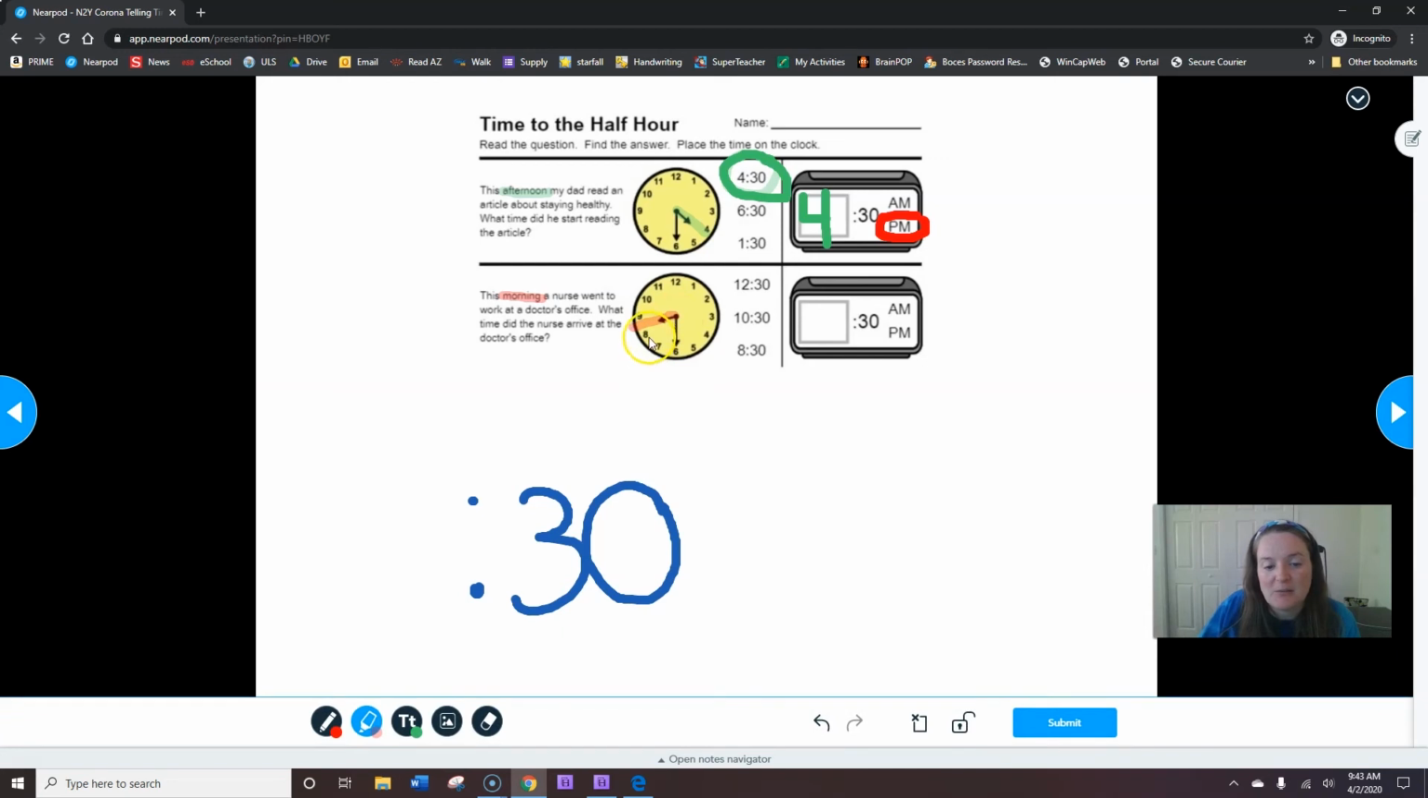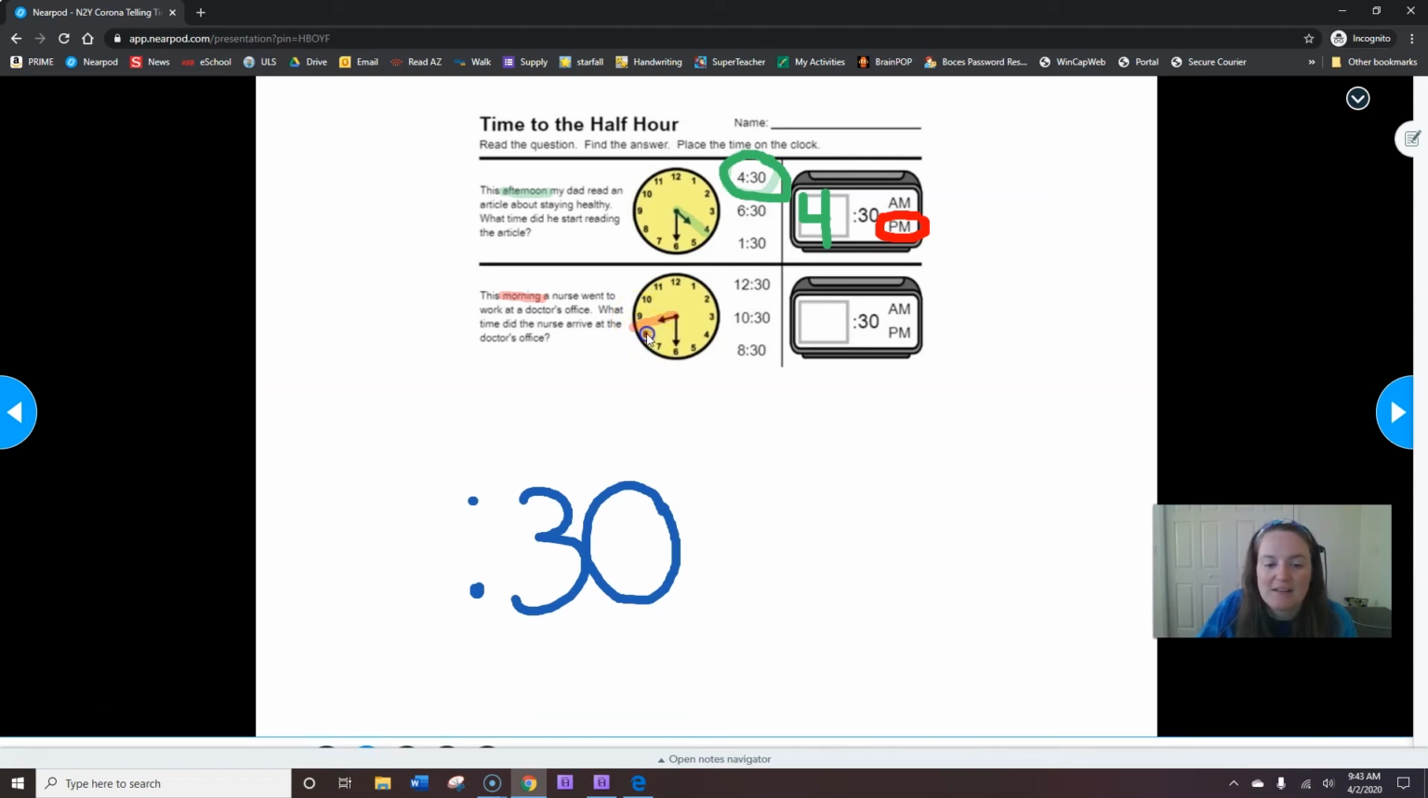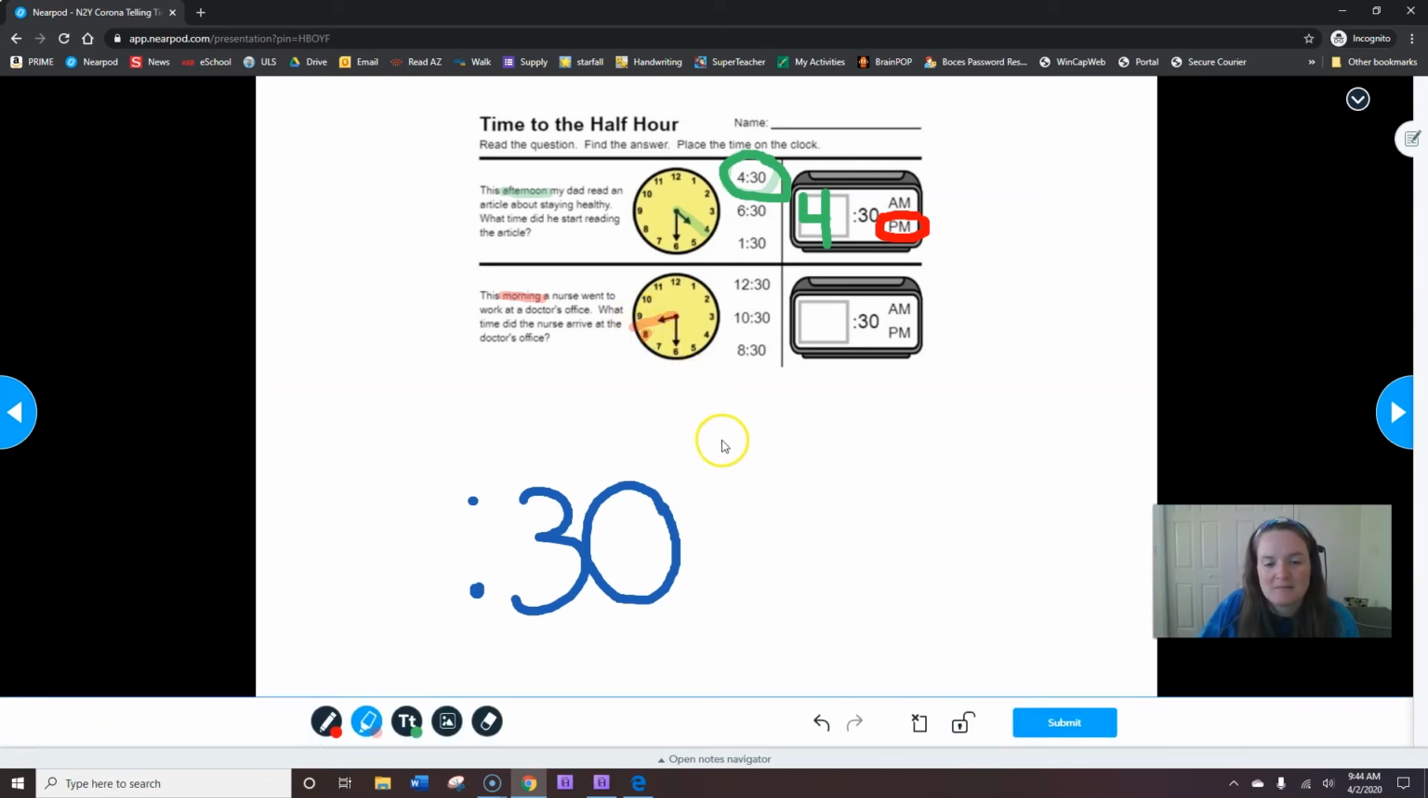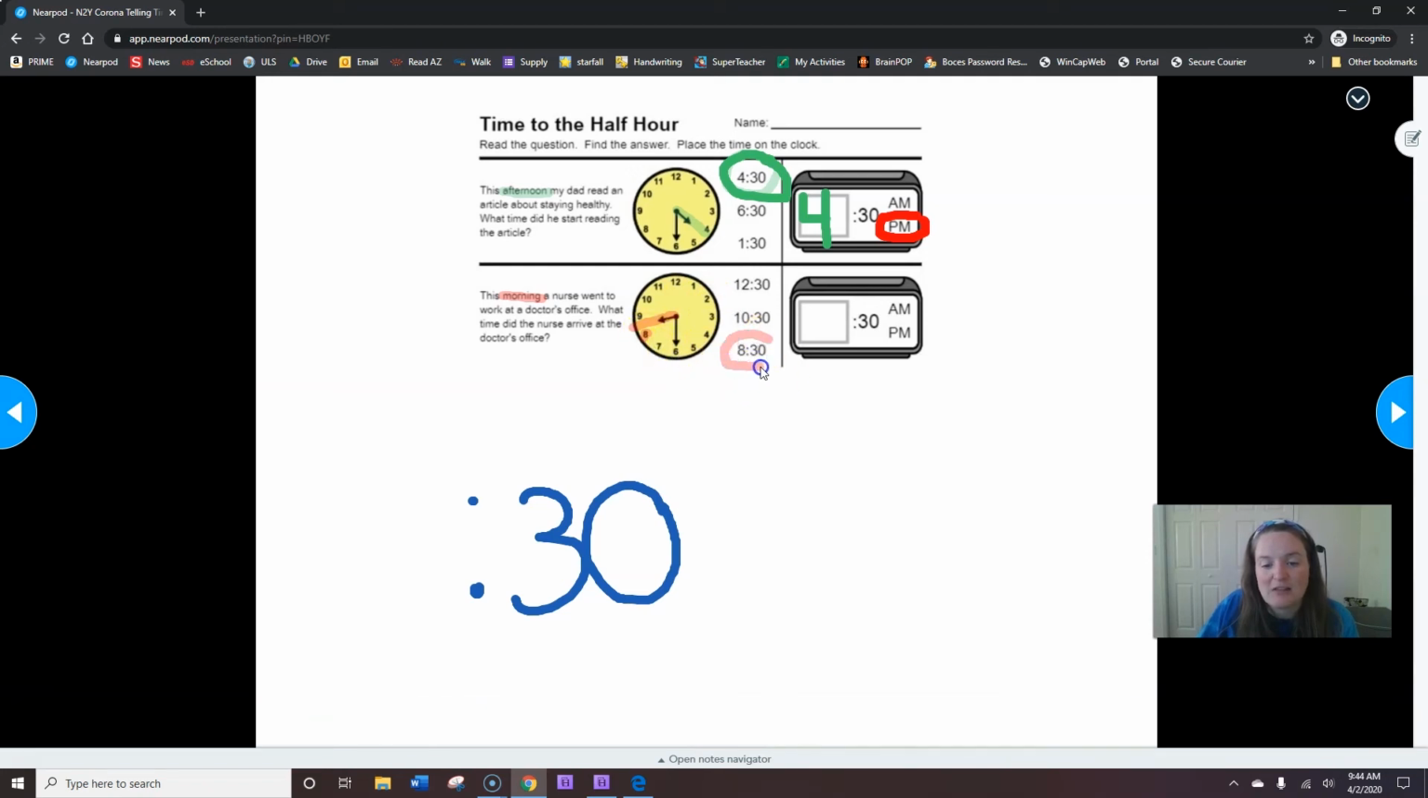My little hand is pointing between the 8 and the 9. So it didn't cross the finish line to 9 yet. That means it's 8. And remember, when it's pointing at the 6, it's 30 because it goes 5, 10, 15, 20, 25, 30. So this clock shows 8:30. So I'm circling 8:30. Can you?